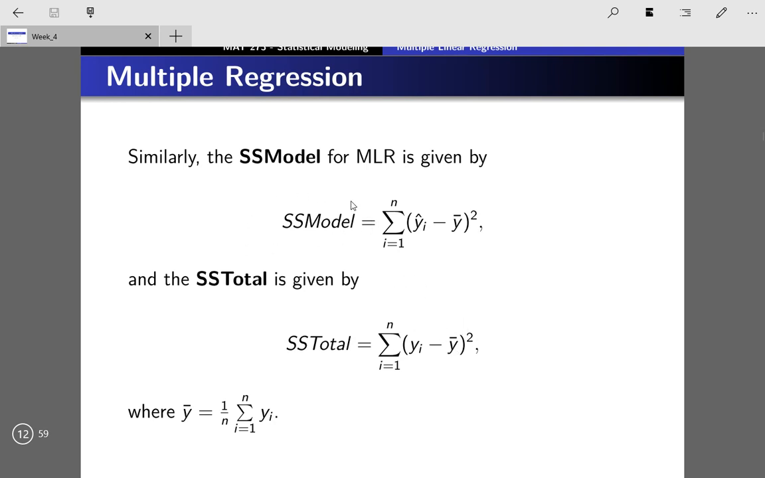So SS model, again, is representing the total variability explained by our model. And SS total is representing the total variability in the response variable.